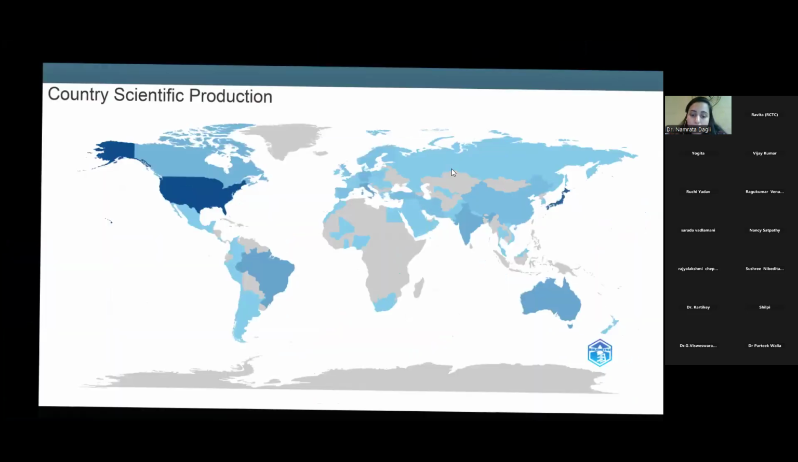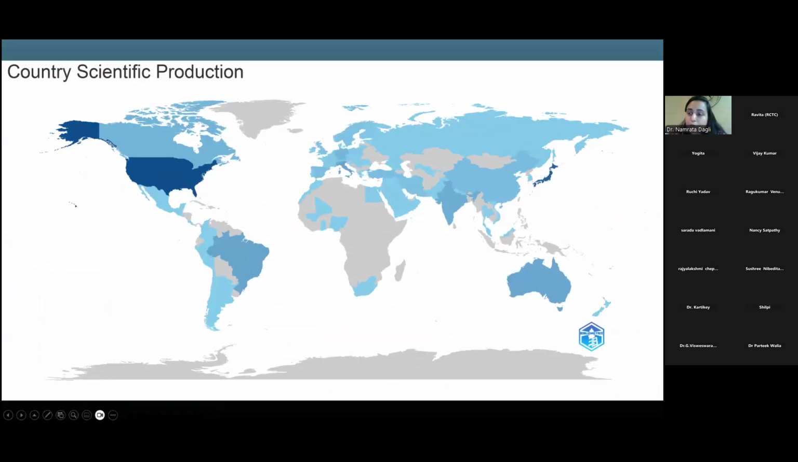Anyone? Any improvement required in this graph? Anything wrong with this graph? I think the scale is not mentioned. Yes, exactly. So Biblioshiny does not provide a scale indicator with such graphs. So either you have to create it or mention in your legends what these colors indicate.